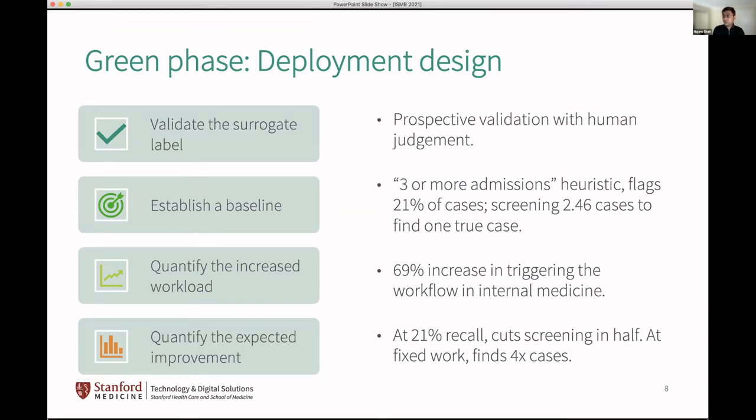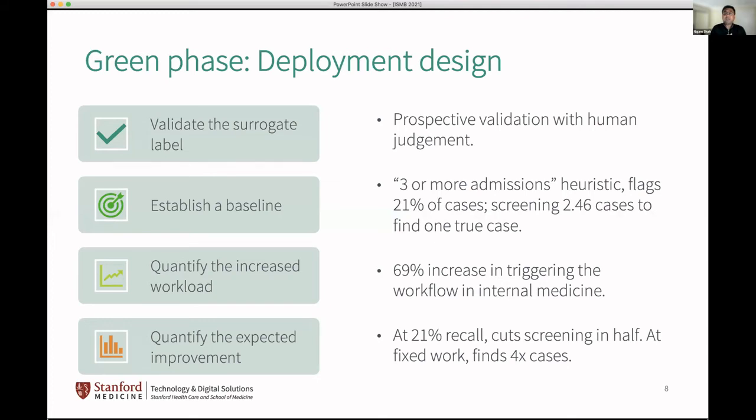Is that true? The second very important thing is to establish a baseline so that we know whether we're making a difference. So before we began, the heuristic in place was: if someone has 3 or more admissions to the hospital in the past year, we flag them as a potential candidate. That would have found 21% of the cases and still required some human to go through about 2.5 charts to confirm the true case.